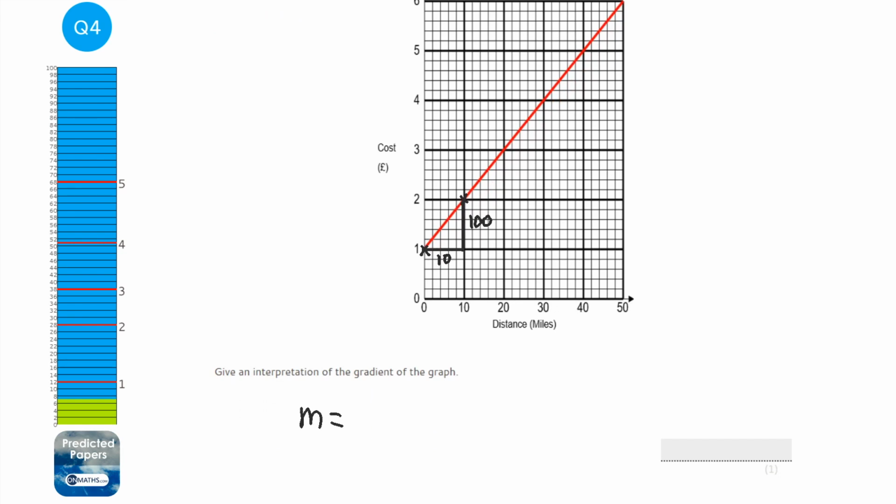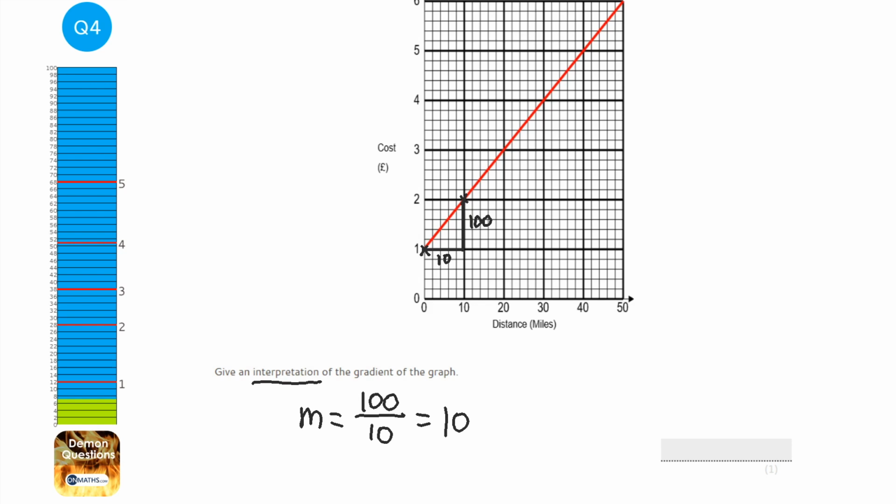we're going to do the change in y, so how much it's gone up, over how much it's gone across. Now, some students have that the wrong way around because coordinates work the other way around. You go along the corridor and up the stairs. With gradients, how far you go up or down over how much you've gone right. So that's going to be 10. Now, it says give an interpretation, so we haven't finished answering the question.